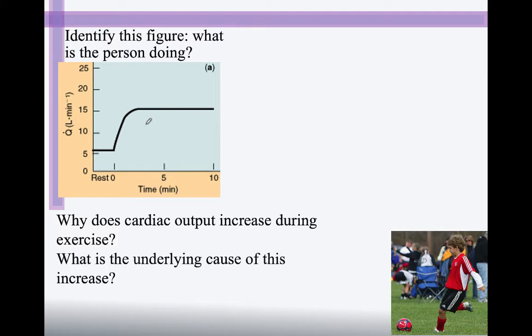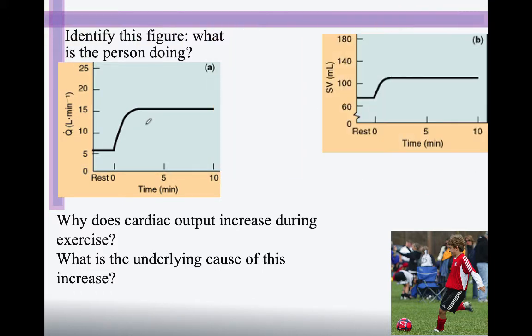Well, what's the underlying cause of the increase in cardiac output? And again, you should remember that cardiac output is stroke volume multiplied times heart rate. And so not surprisingly, the stroke volume is also going to go up as the person begins to exercise. Now you can see that the change isn't as great, but the pattern of response is really the same. So we get a fairly quick increase, but then a slower increase, and finally we hit the steady state plateau that you see here.